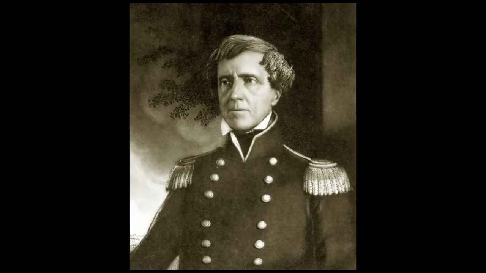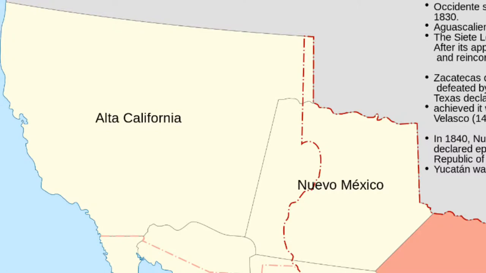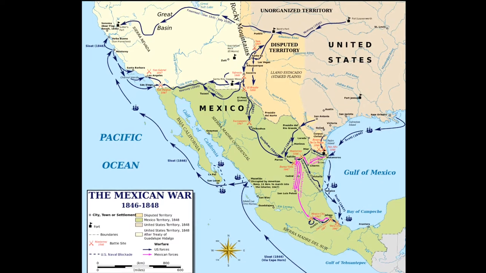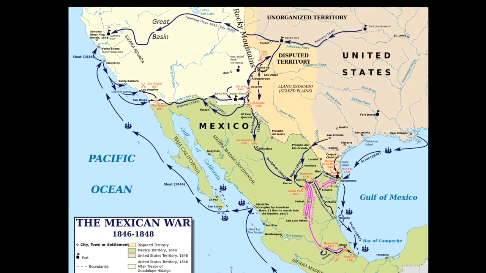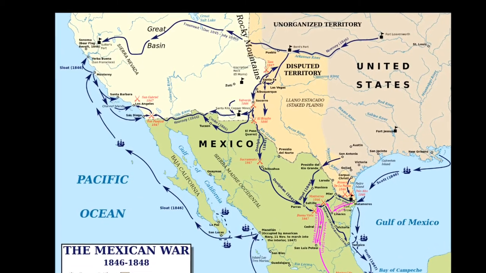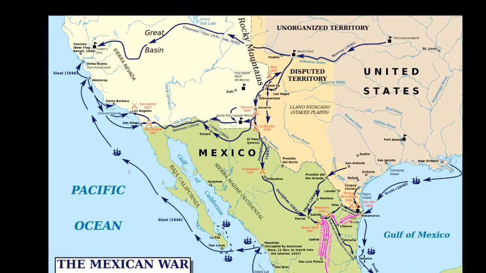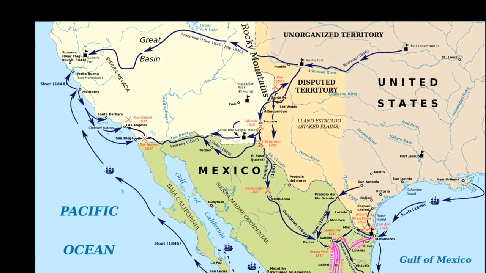General Stephen Kearny was ordered with conquering Alta California and swiftly began his campaign by capturing Santa Fe on August 18, 1846. Kearny then headed further west toward California when he experienced a defeat at the Battle of San Pascual. However, he continued toward Los Angeles and won a victory at the Battle of San Gabriel.